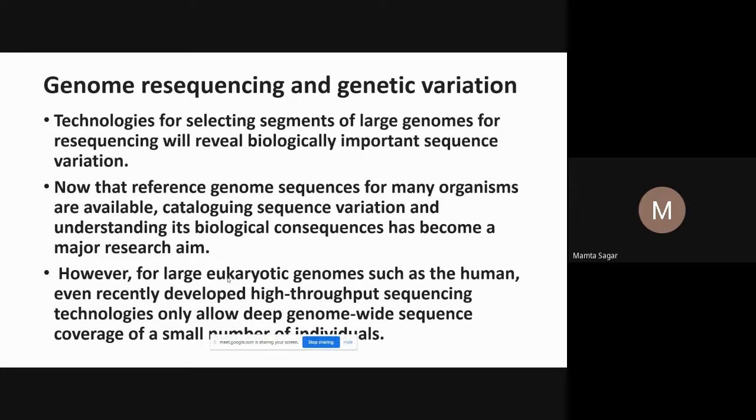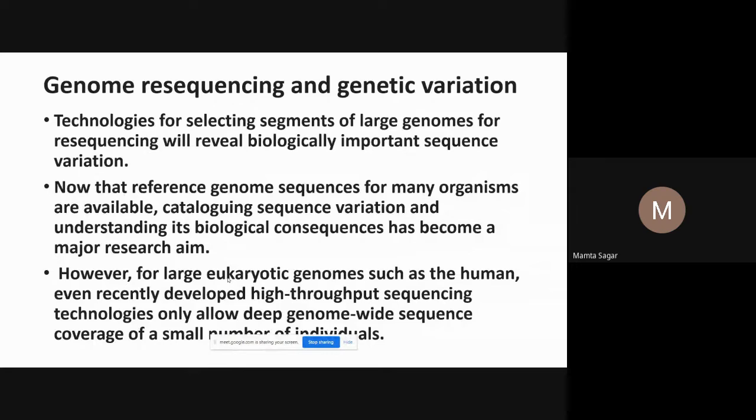Now that the reference genome sequences for many organisms are available in the databases, you can take them as a reference sequence, reference genome sequences, because they are available in the databases. Sequences of the model organisms are also taken as the reference genome sequencing. Cataloging sequence variation means identifying them and naming them, which we call cataloging. There is a number, like protein has the accession number, gene has the gene ID.